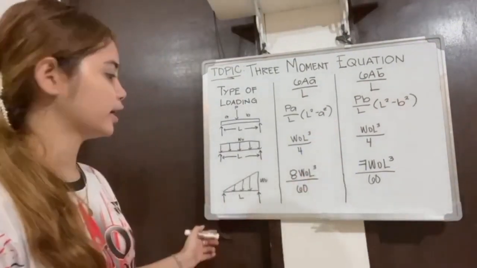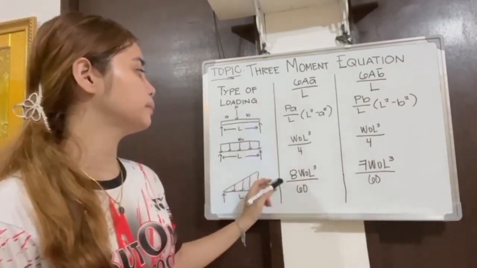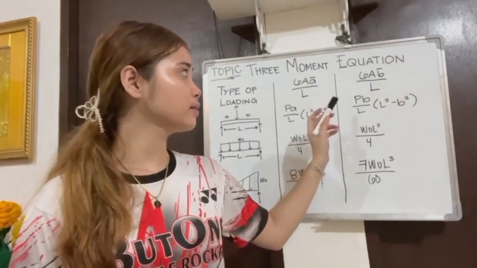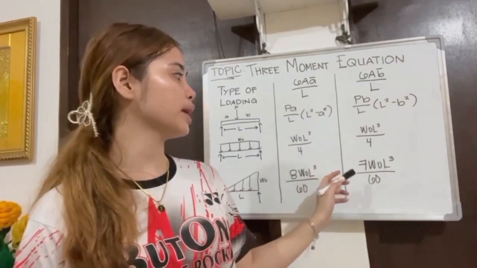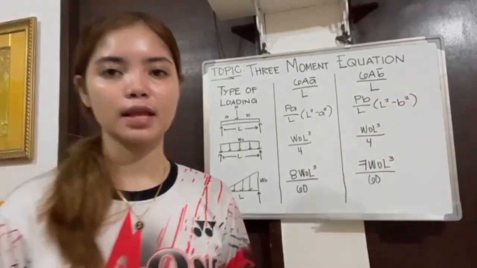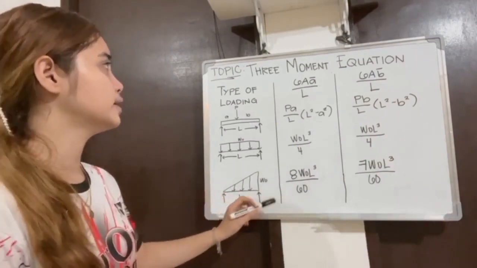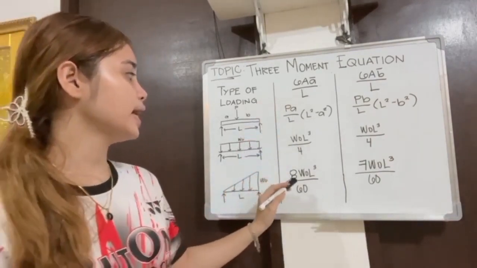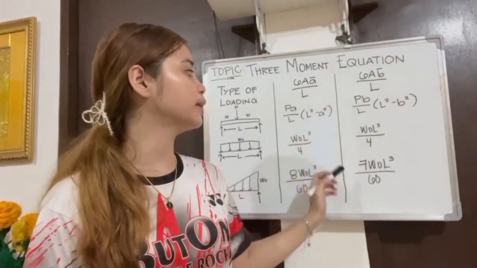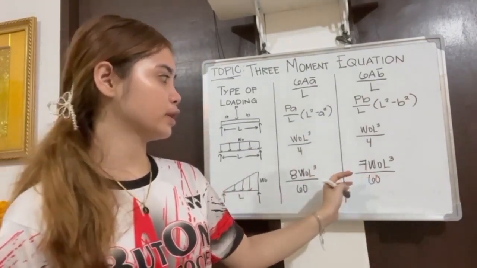For the increasing triangular load over the entire span, for the left settlement will be 8 times weight times L cube over 60. For the right settlement will be 7 times weight times L cube over 60.